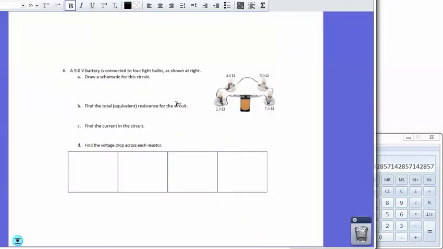So we have four light bulbs that are on white bases, wired in series and connected to a power source. So we have a complete circuit here. These light bulbs would be on with this power source. And this is a 9-volt battery. It's connected to 4 light bulbs as shown on the right. So let's draw a schematic for this circuit.